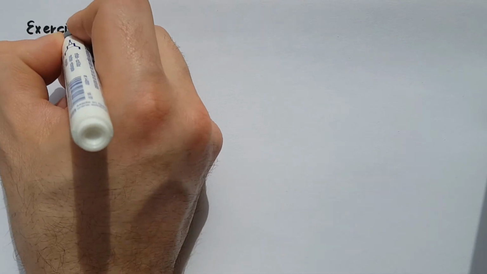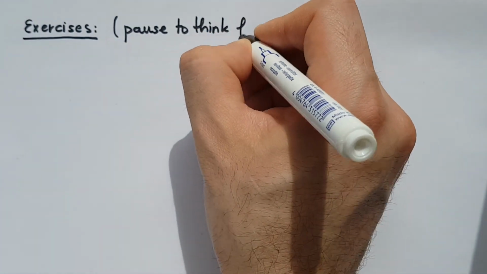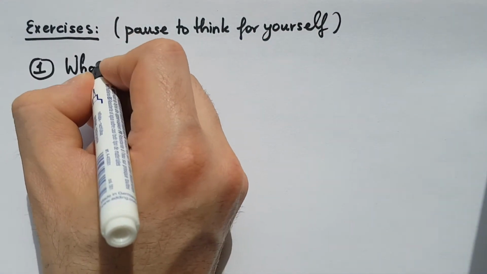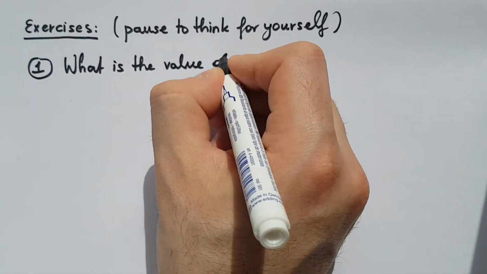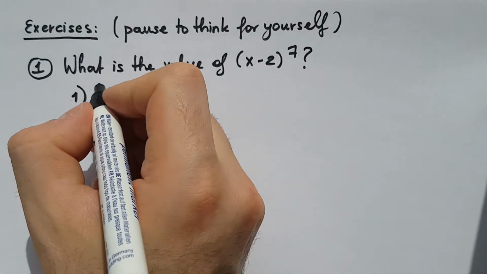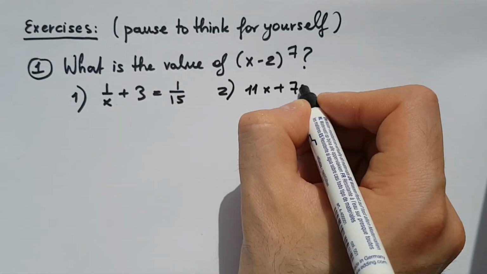We conclude the lecture with exercises. You are free to pause the video any time to think for yourself. The first question is a data sufficiency question. It's about the value of x minus 2 to the power 7. As before, you are given two statements in order to answer the question.